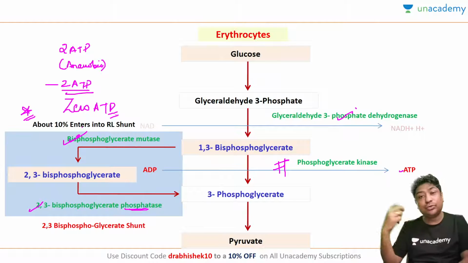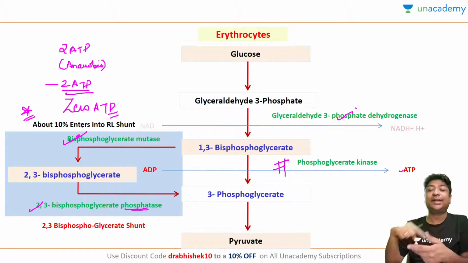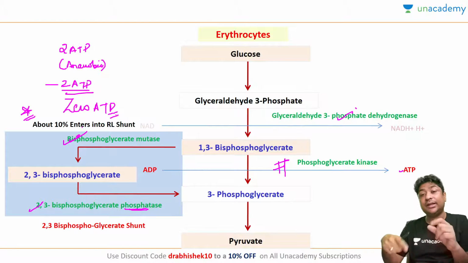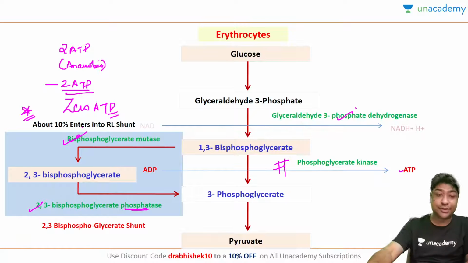So this is your 2,3-biphosphoglycerate shunt. Again, a very simple shunt, but you should remember the concept. There are two, three things you should remember: the enzyme. You should remember that it happens only in RBC. You should remember that around 10% of the glucose goes into RL shunt. And the most important thing, when a glucose enters RL shunt, no ATP is going to be produced in erythrocyte. So these are the important facts which you have to remember.